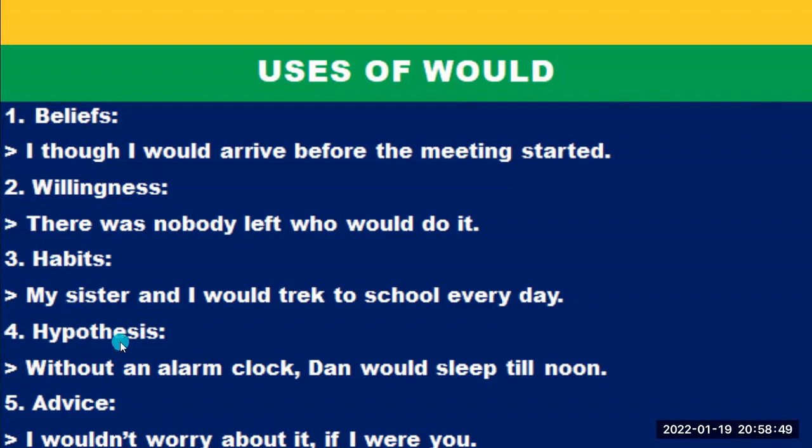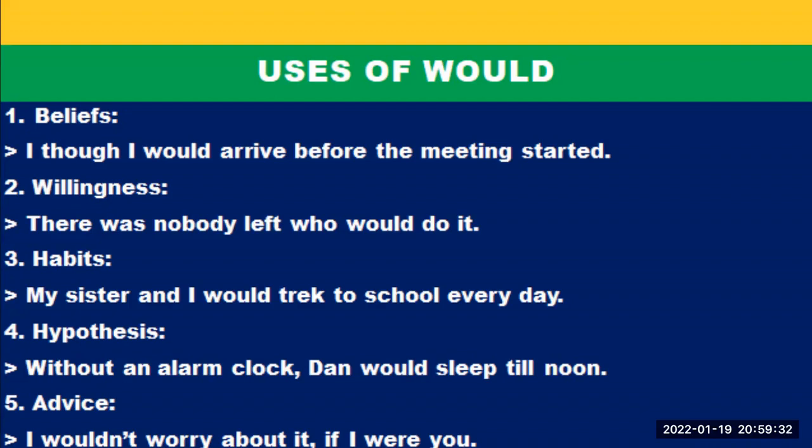Then hypothesis. You can use would to talk about a hypothetical situation. All right? For example, without an alarm clock, Dan would sleep till noon. You see, that's a hypothetical situation. It's an imaginary situation. It was not really something that Dan did, but probably considering his tendency to oversleep, you hypothesize that without an alarm clock, Dan would sleep till noon.